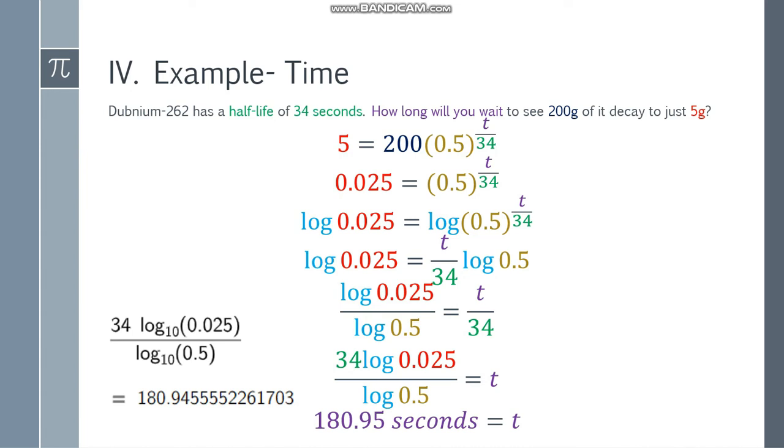So the question: Dubnium 262 has a half-life of 34 seconds. How long will you wait to see 200 grams of it decay to just 5 grams? So the answer will be 180.95 seconds.